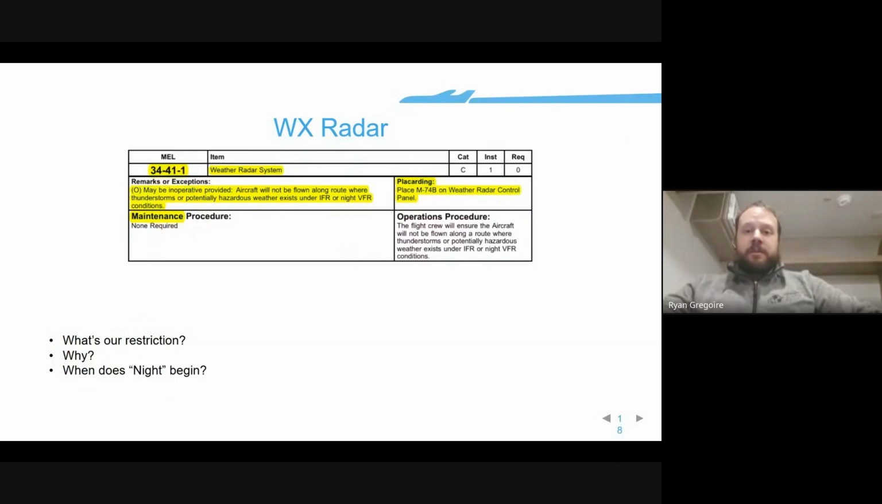I've been on the jump seat of a flight with an inoperative weather radar, and we were weaving through cumulonimbus clouds. And then other pilots say they don't want to be within 10 nautical miles.